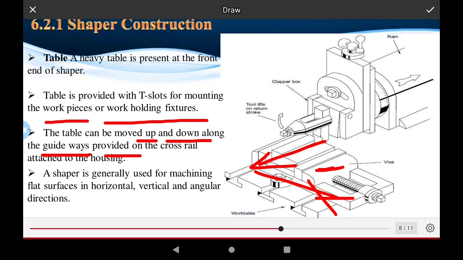A shaper is generally used for machining horizontal surfaces, and also vertical and angular surfaces of the work. The tool also performs work in the angular direction. And the table is also moved upward and downward, depending on the size of the workpiece, okay. And the tool also works in the angular direction, okay.